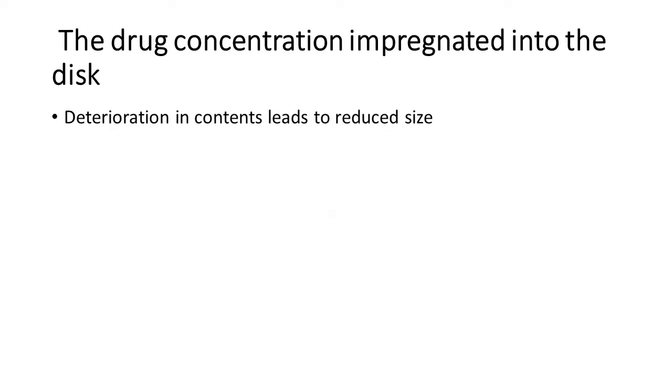The drug concentration impregnated into the disc: when the concentration of the drug increases, diffusion also increases. Sometimes the deterioration of the drug also affects the zone of inhibition. If deterioration has happened, the concentration is low, so the zone size is low compared with the actual zone size.